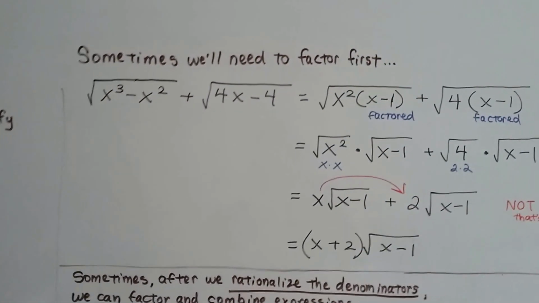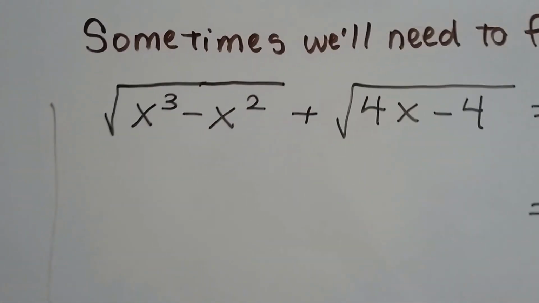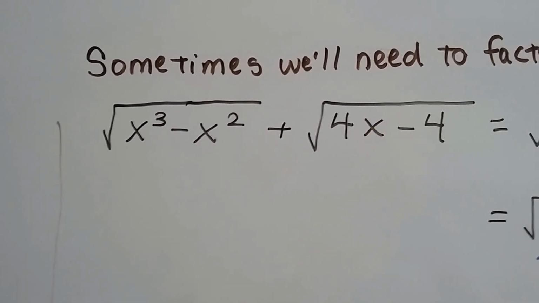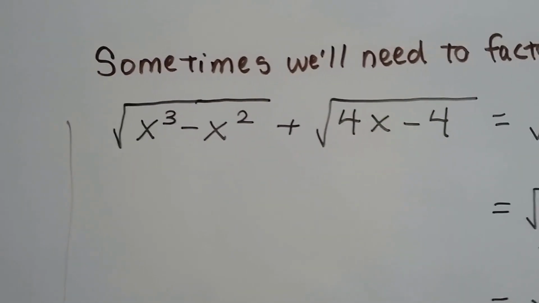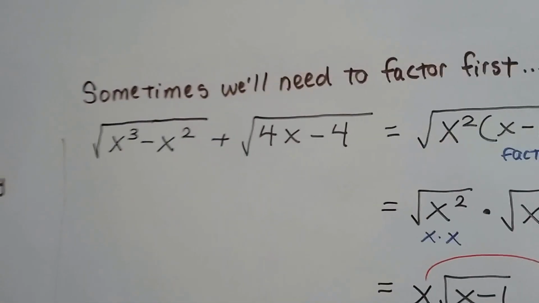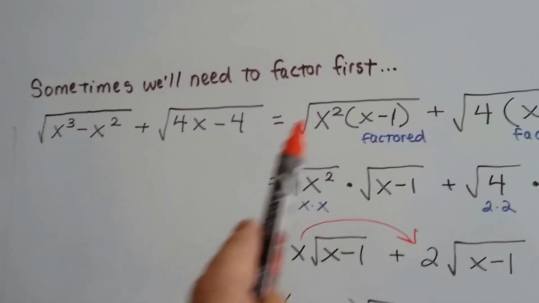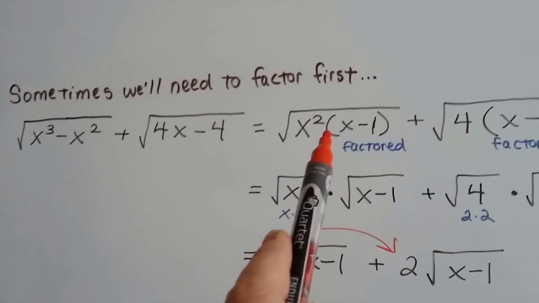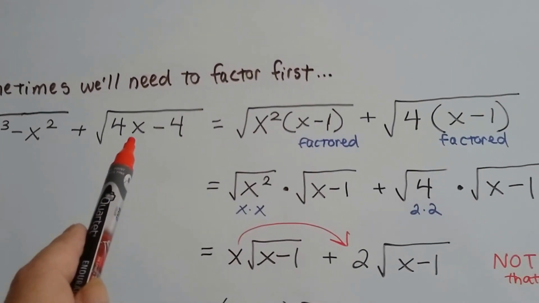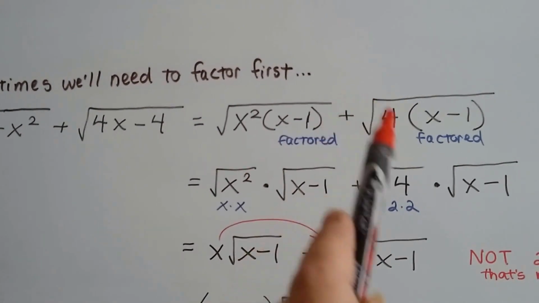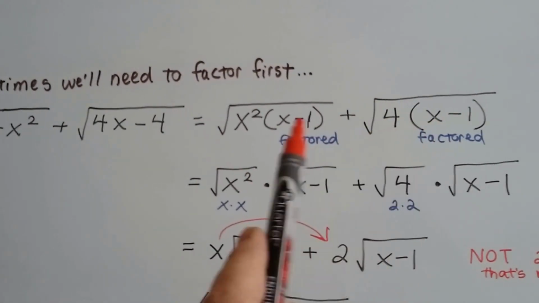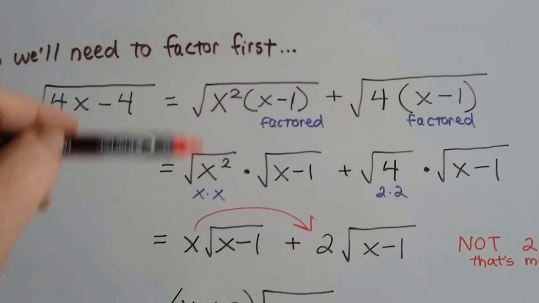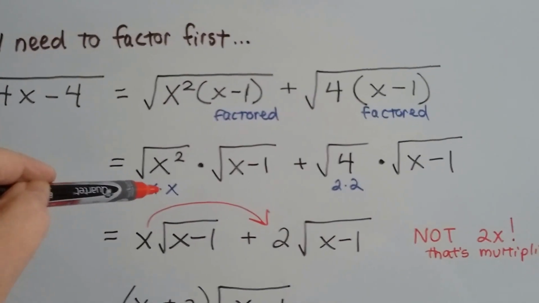Sometimes we need to factor first. So here's our problem. We need to factor this, and then we need to factor that, and then we can add them, okay? Because there's an addition symbol right there. So the first one factors as the square root of x squared times x minus 1. And this one factors as 4 times the square root of 4 times x minus 1. You see they both have the x minus 1? Well, here's a perfect square, x squared. That means x times x, doesn't it?